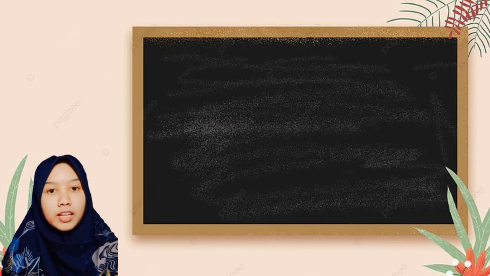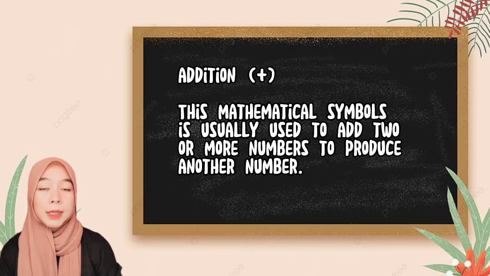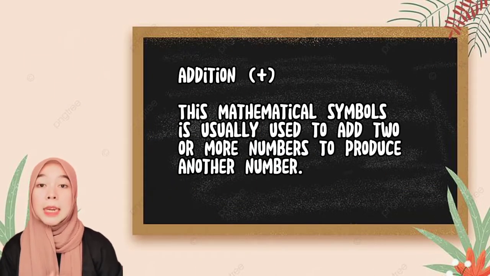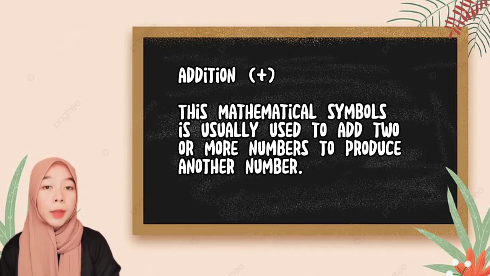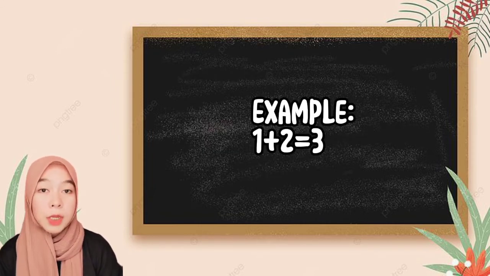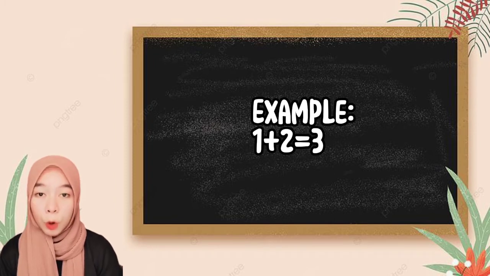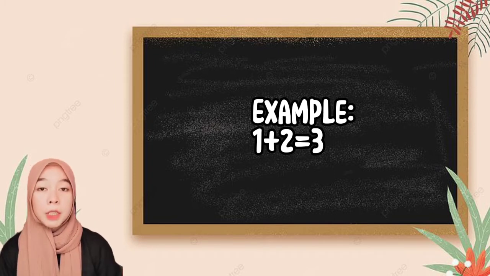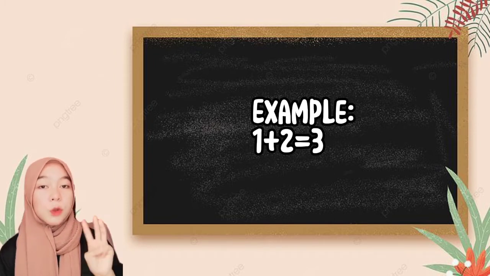First of all, we'll explain it by Novita. The first is addition. This mathematical symbol is usually used to add two or more numbers to produce another number. An example of using the plus symbol is as follows: 1 plus 2 equals 3.